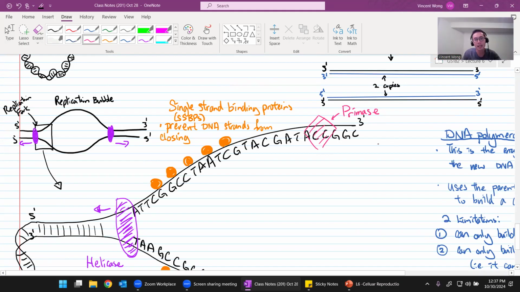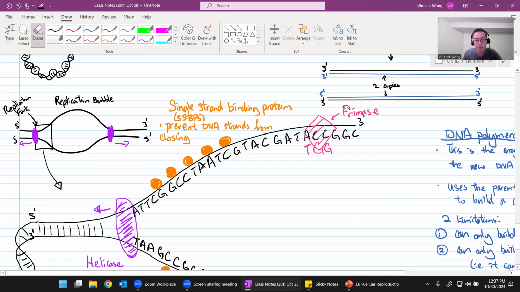Primase is going to come along and do a few base pairs for DNA polymerase 3. It's like, okay, I see a C here, so C is going to pair with G. Another C is going to pair with G. A is going to pair with T. Stay with me, guys. This is important. A normally pairs with T, right?